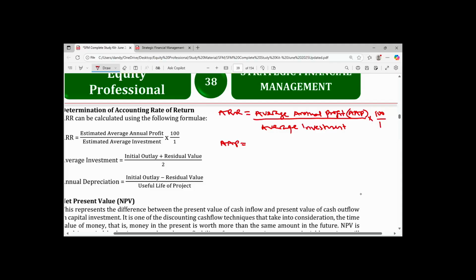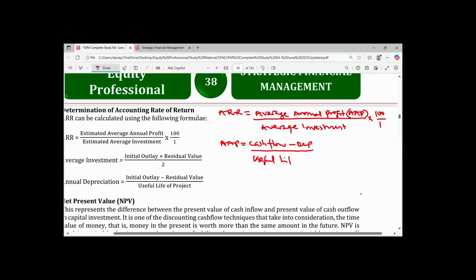But like I said, in most cases, average annual profit will not be given to you. Examiner will only give you cash flow. So if that is the case, the cash inflow minus annual depreciation divided by the useful life. Okay, it has to be cash flow of each year minus annual depreciation of each year. So you add everything together, that will give you profit. Then you divide it by the useful life.